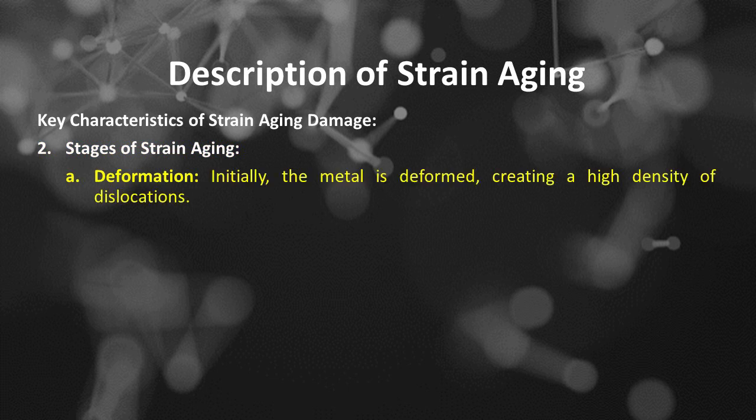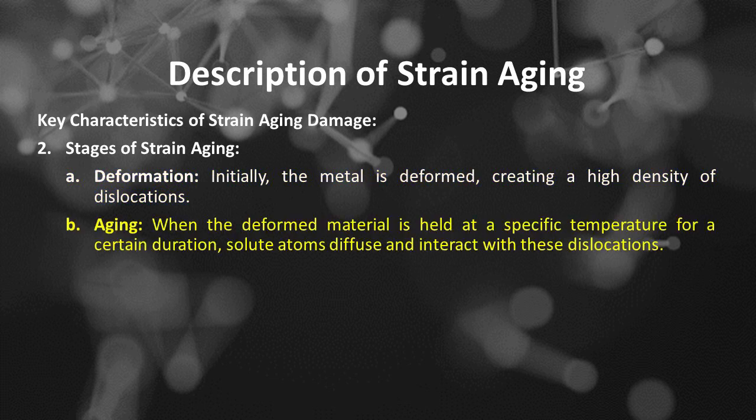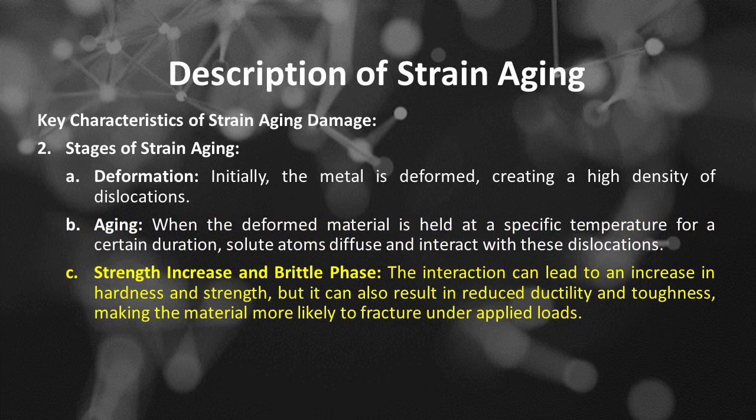Number 2 is stages of strain aging, divided by 3 but not limited to the following. The first is deformation. Initially, the metal is deformed, creating a high density of dislocations. The second is aging. When the deformed material is held at a specific temperature for a certain duration, solute atoms diffuse and interact with these dislocations. The third is strength increase and brittle phase.